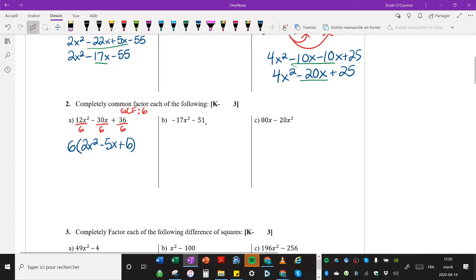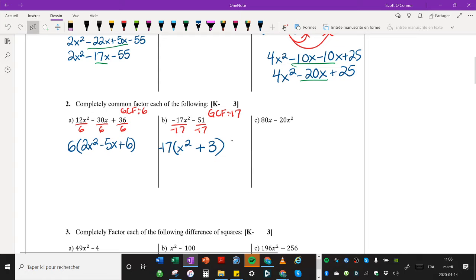All right, for the next one, if I find my greatest common factor, in this case, it is 17. There's no variable in my greatest common factor because this term does not have a variable x. So then I'm going to divide everything by 17, and put 17 outside of my brackets. Actually, for my greatest common factor, I should be putting a negative there, right? Negative 17, and then this is negative here, and this is also negative. Sorry about that. So when I divide negative 17x squared by negative 17, I just get x squared. And when I divide negative 51 by negative 17, I get positive 3. Okay, so I end up with this as my answer.